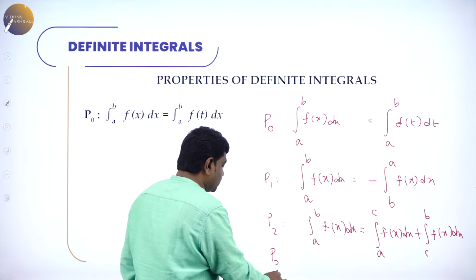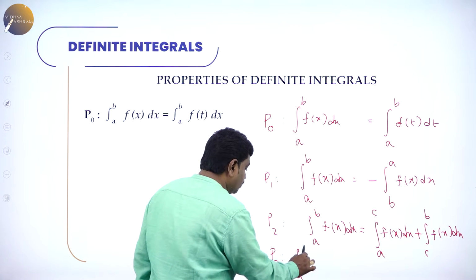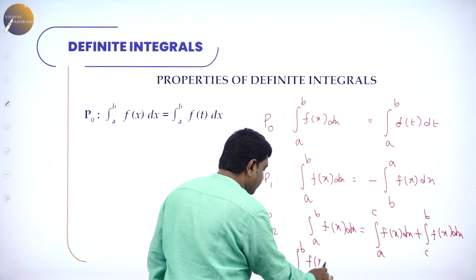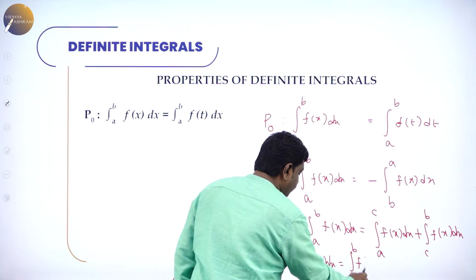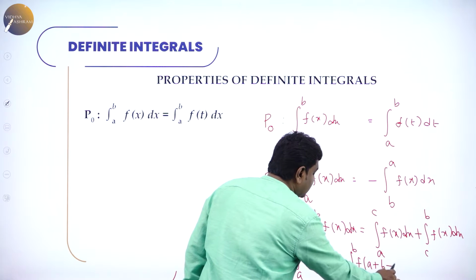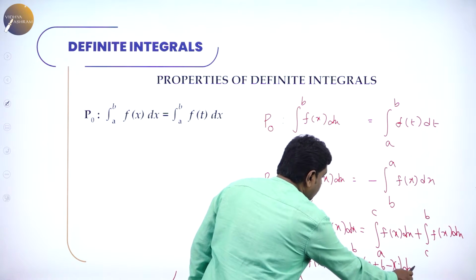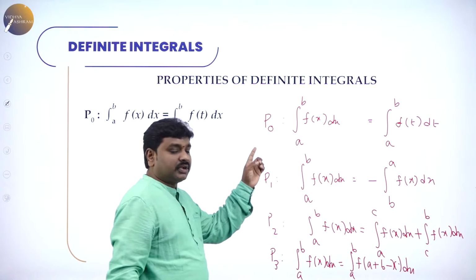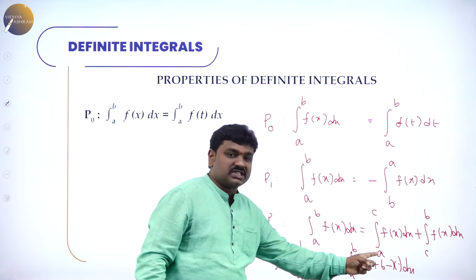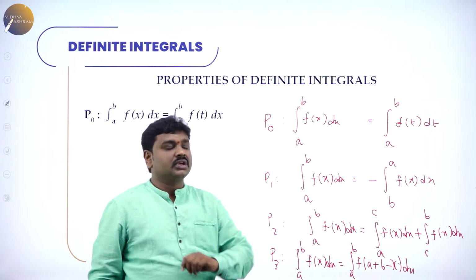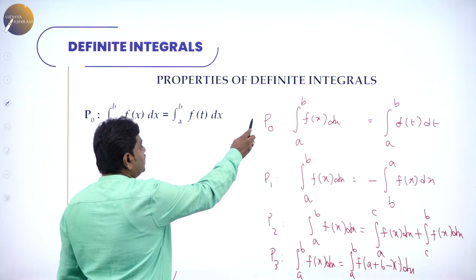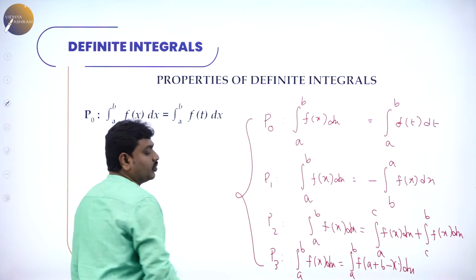And P3, what is P3? The integral of a to b f of x dx can be written as the integral of a to b f of a plus b minus x dx. The meaning is simple: you can replace x with a plus b minus x. Instead of x, you put upper limit plus lower limit minus x. So in today's class, P0 to P3 will be derived.